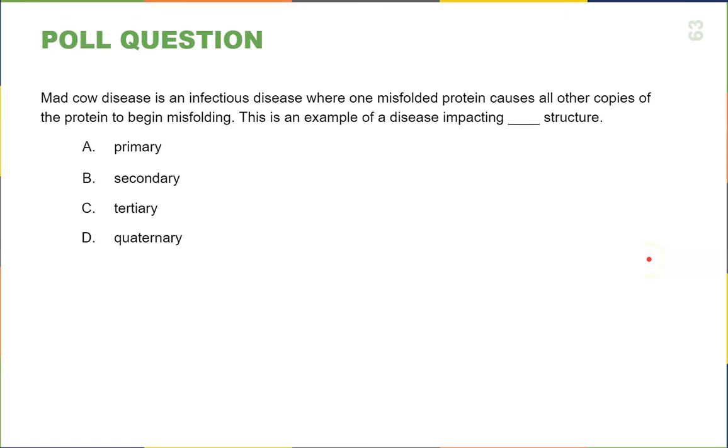Poll question to sum up proteins. So mad cow disease is an infectious disease where one misfolded protein causes all other copies of the protein to begin misfolding. This is an example of a disease impacting which structure? What do you think? That would be letter C. So tertiary structure. So one misfolded protein, one misfolded tertiary structure causes the rest of the structure to begin to be misfolded.